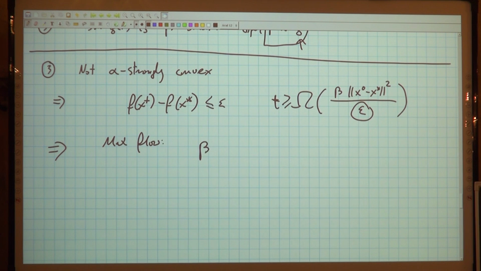For max flow, beta is, as we just said, the smoothness. It's 1 over epsilon, because our target approximation will be epsilon, so we just take delta to be roughly epsilon. Okay, so this is the smoothness part. And now what is the square distance to the optimum?